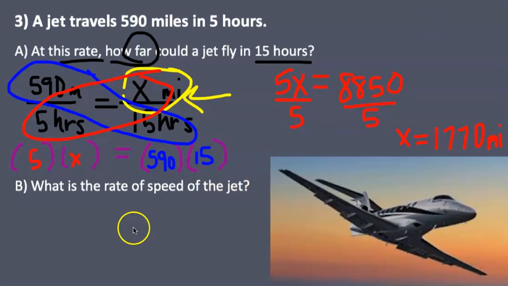Part B. So this is the second question. What is the rate of speed of the jet? Really, they're asking us for the unit rate. And to find the unit rate, all you have to do is divide. So we can take the 590 and just go ahead and divide it by 5.